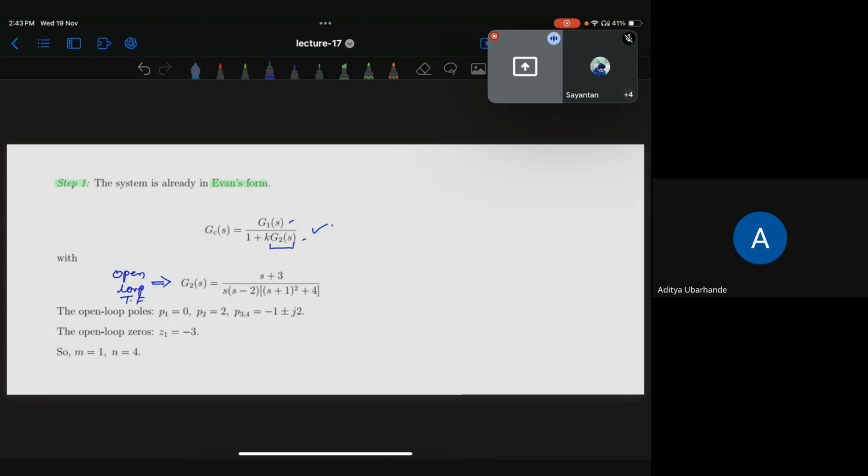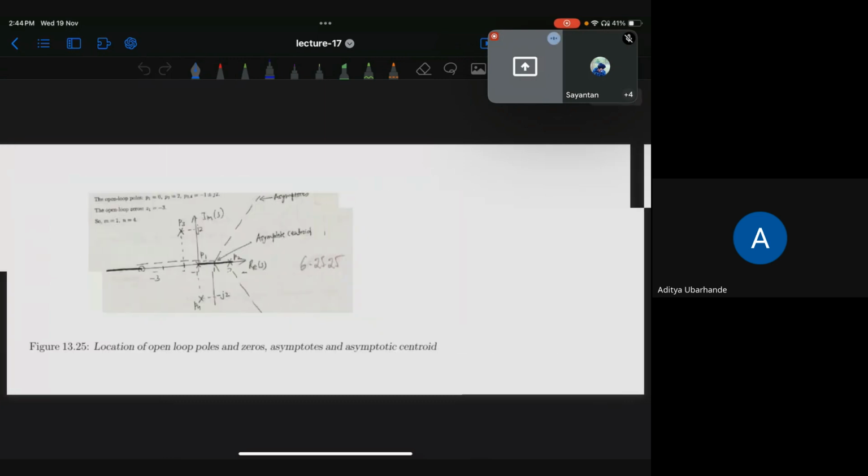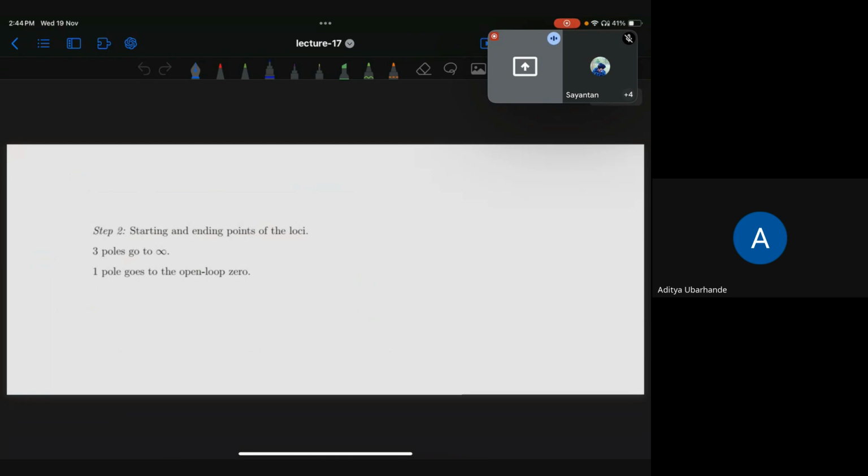So what we do is draw the root locus for this open loop transfer function, which will give us the locus of all the points for the closed loop transfer function. Now let us say G2 has open loop poles and zeros. The number of poles is n equal to 4, and the number of zeros is m equal to 1. That is the first step.